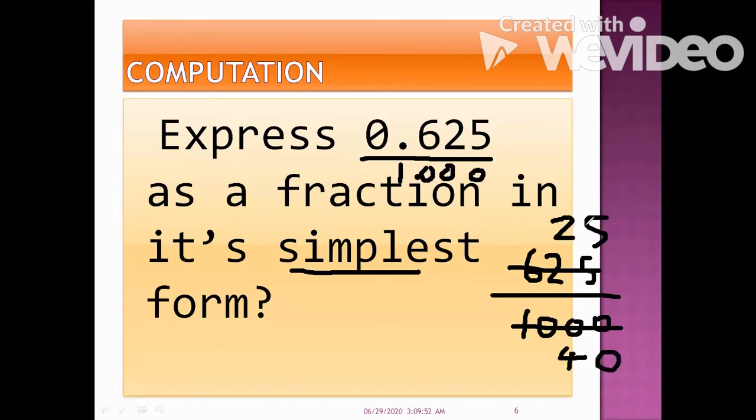And we can use 5 for 25 and 40. So 5 into 25 goes 5. And 5 into 40 goes 8. So we end up with what? 5 over 8.